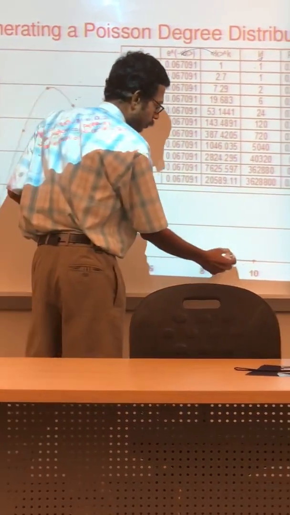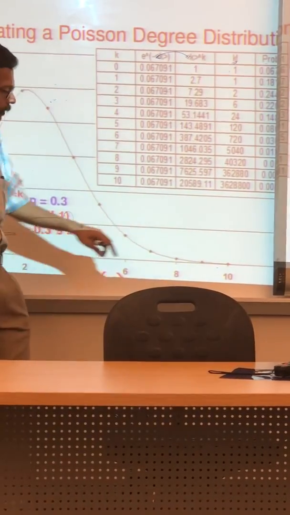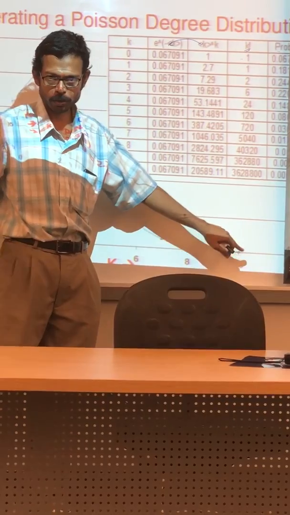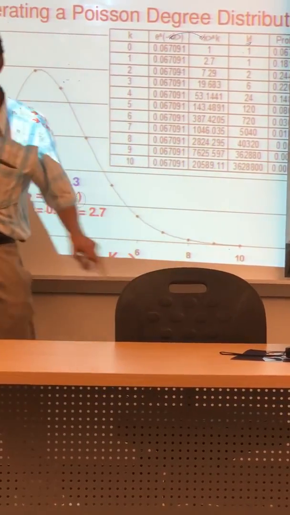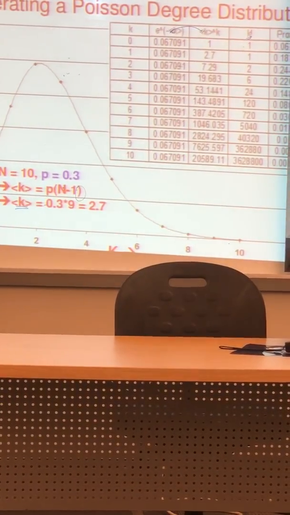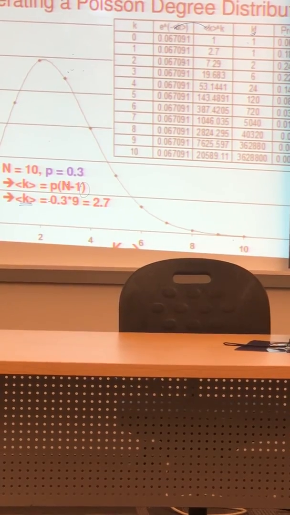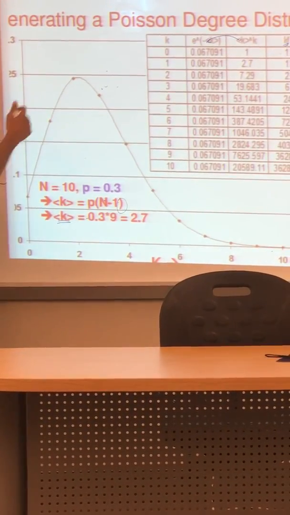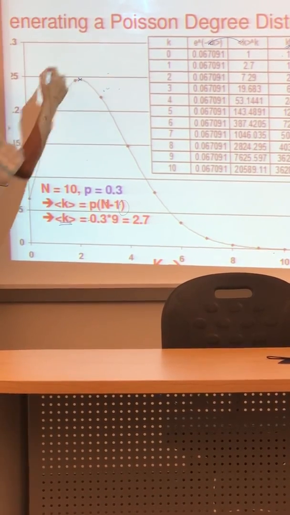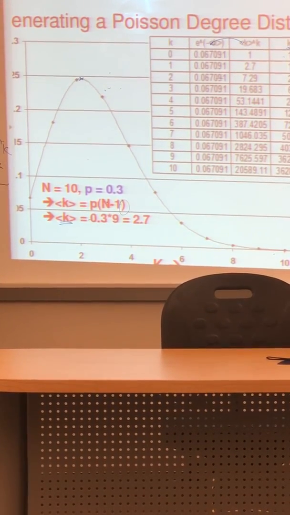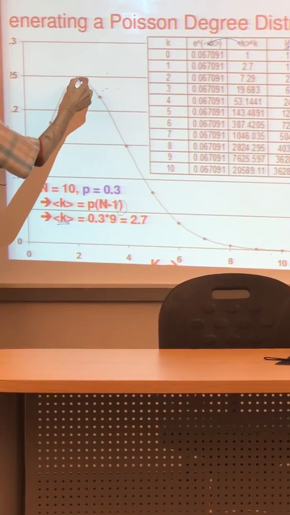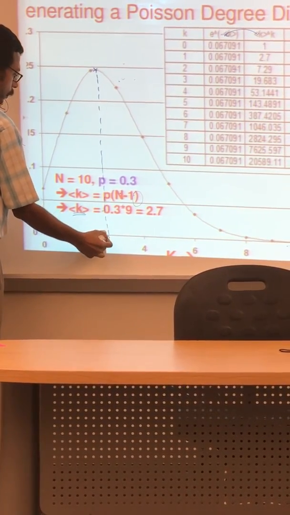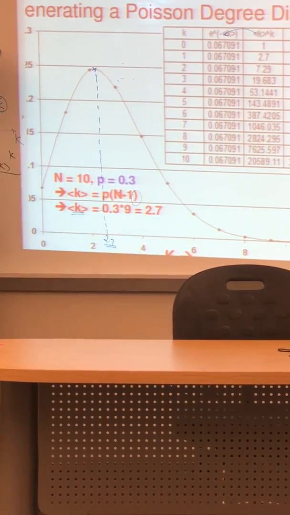So why can you stop at 10? Because after 10 it's very negligible. It will go on like 0.0001, 2 and so on, but it will not be exactly 0. Now the average degree is the peak of the Poisson curve. That's a property. So if you draw it, the peak is going to be close to 2.7.